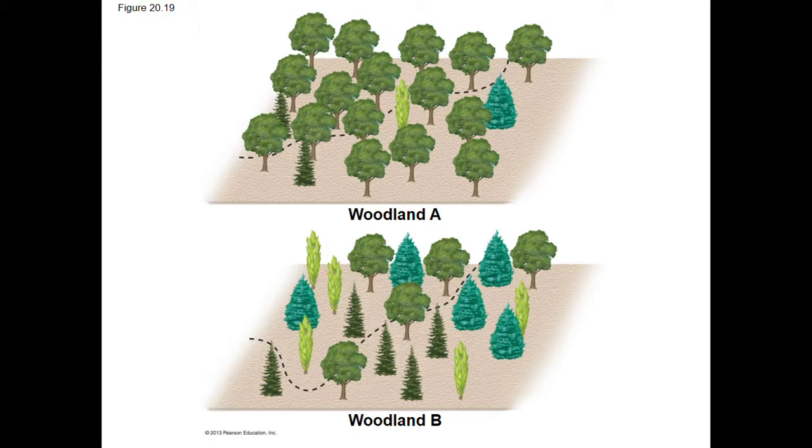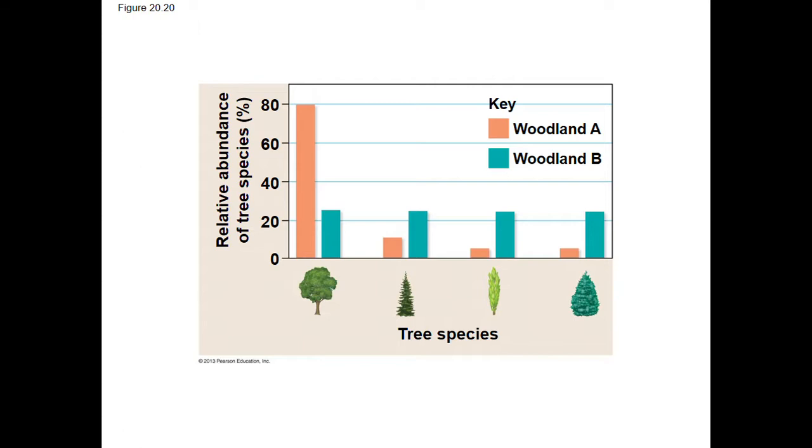Here are woodlands A and B. They have the same number of species, so you see 4 different species, right? 1, 2, 3, 4, and then 1, 2, 3, 4. But woodland B has more equal proportions of each. So they both have the same species richness, but woodland A has a relatively high abundance of one species over others, whereas in woodland B they're more equal.